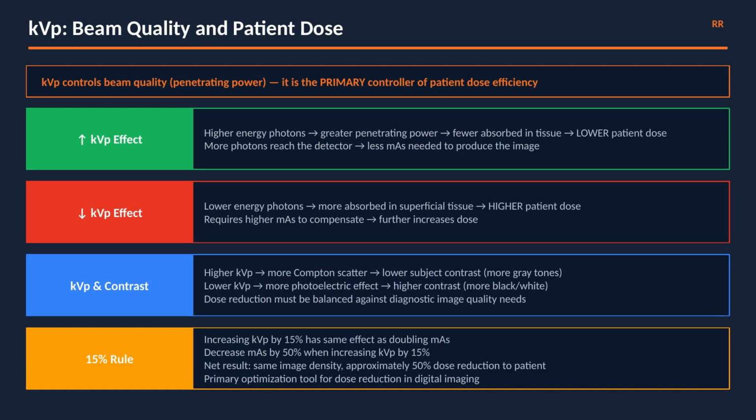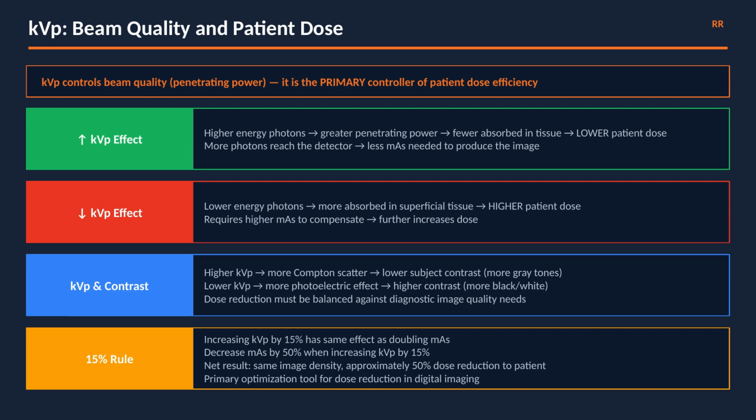kVp controls the energy, the penetrating power, of the X-ray beam. It is the primary controller of dose efficiency in modern imaging. Here is the core relationship. Higher kVp: more energetic photons penetrate tissue more easily. Fewer photons are absorbed. Patient dose goes down. Lower kVp: less penetrating photons get absorbed in tissue. Patient dose goes up. So as a general rule, maximize kVp to reduce patient dose.